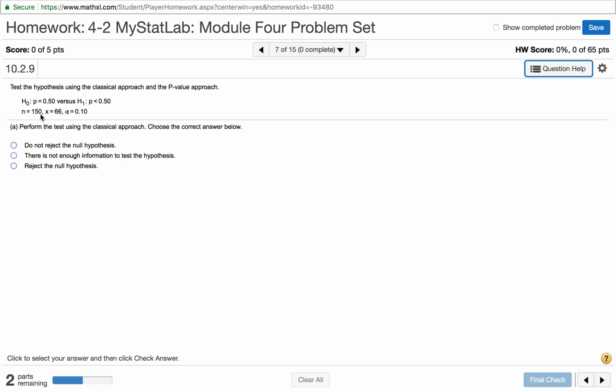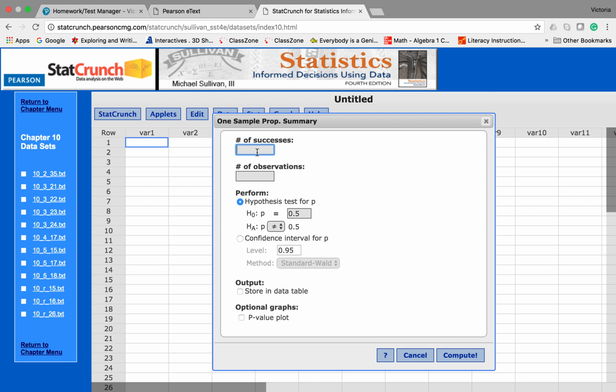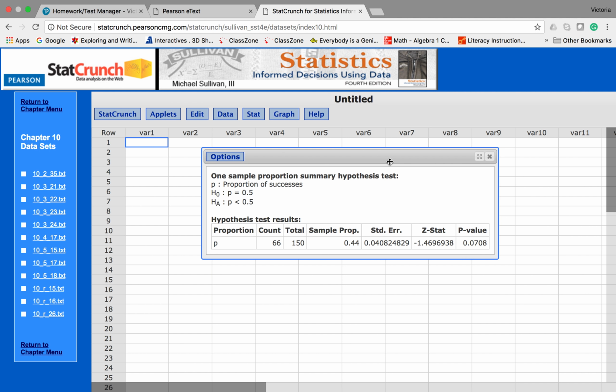Okay, so first of all, let's go back. I have X is 66, N is 150, so I'm going to go back and put that in. So number of successes is 66, observations was 150. This is already set up for 0.5, and we just have to go ahead and change our symbol here. So mine was a less than, and I'm going to click compute. If you look here, what's really nice is you actually have the things you need for both tests. You have your z-stat, which is used for your classical approach, and you have your p-value, which is used for your p-value approach. Now for the classical approach, we need to figure out, is this z-statistic in the rejection region?